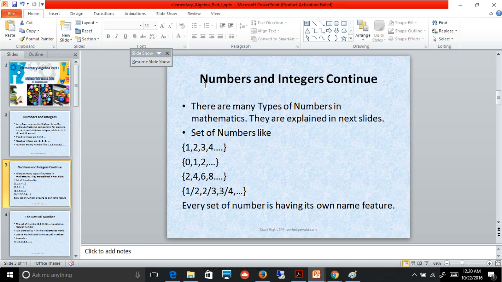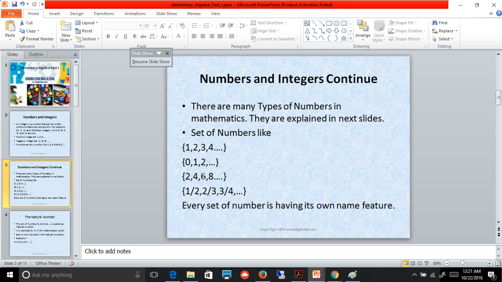Now what is it saying, number integer continued. There are many types of numbers in mathematics. We can say a set of numbers. I already explained these things: 1, 2, 3, 4, 0, 1, 2, and so on; 2, 4, 6, 8, and so on. This is the representation of a set of numbers. Whenever you say a set of integers, a set of negative integers, a set of positive integers, a set of whole numbers, the representation will be like this. Wherever we say a set of integers or a set of anything, we have to write those numbers in between curly brackets. This is the representation of a set of integers, a set of whole numbers, and so on.